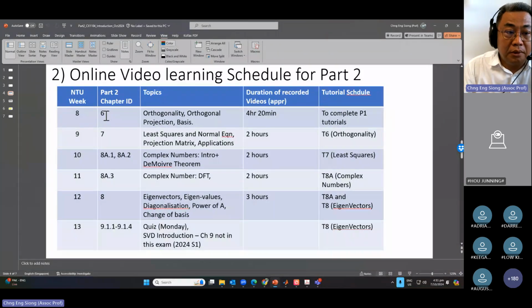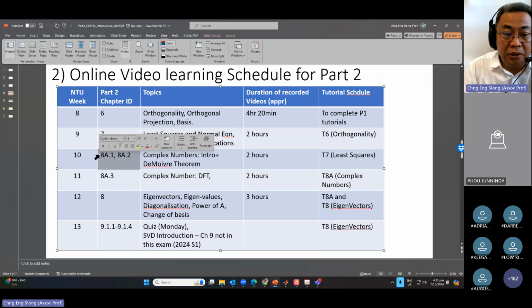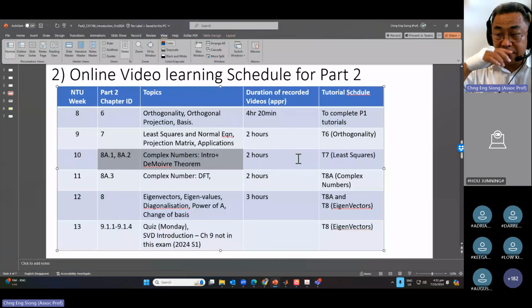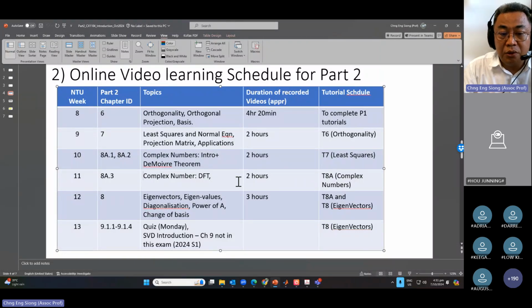I call chapter 6 orthogonality and orthogonal projection. Chapter 7 is least squares. Chapter 8A is complex numbers. This is new. In the past, complex numbers was in another course, but that course was taken down. So complex numbers now is being introduced within linear algebra, which is okay because actually complex numbers can be in matrices, and you will see that in action in 8A.3, which is the DFT.